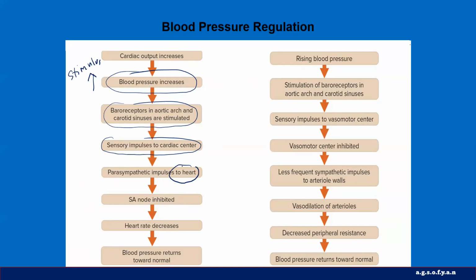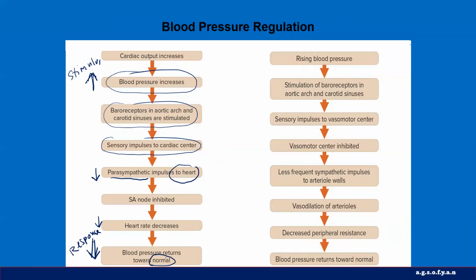For the heart, this is going to be parasympathetic. This is the one that will relax the heart muscle. So the heart rate will decrease, and then the blood pressure will return to normal. So the stimulus is increased blood pressure, then the response is to try to decrease it to take this blood pressure back to the normal rate.